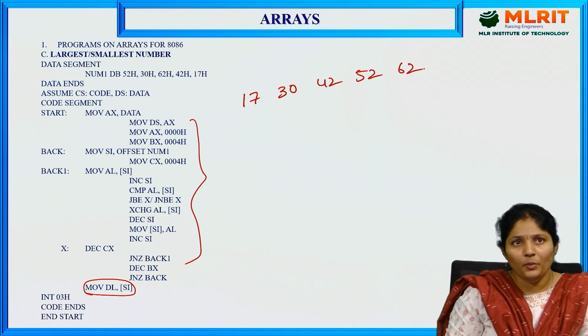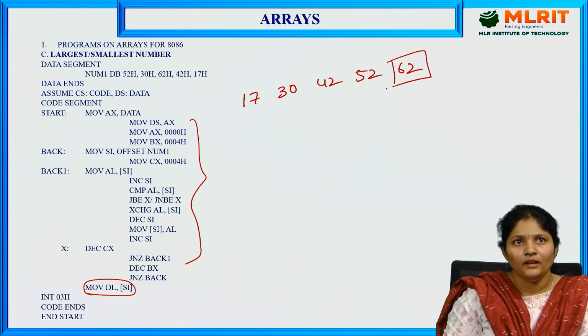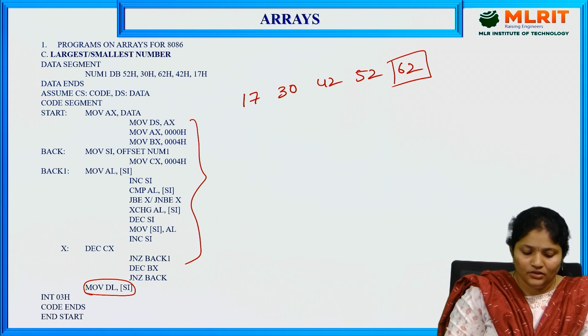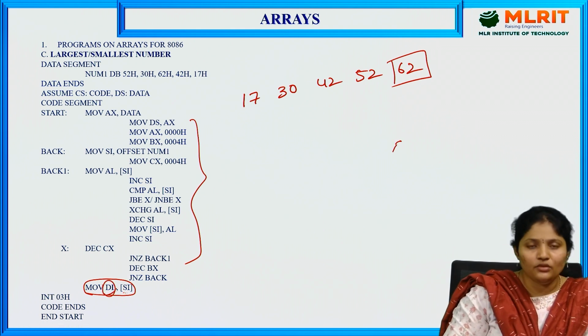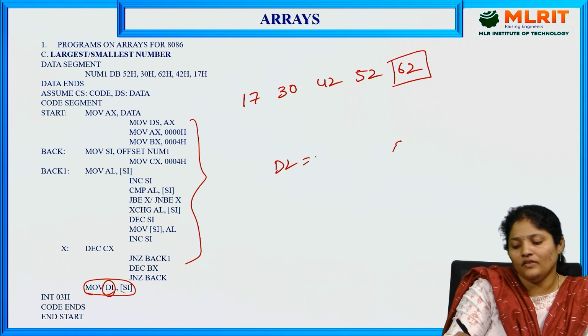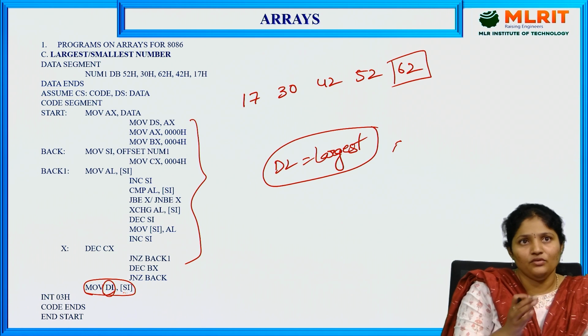So if we are performing the ascending order operation, you can directly say that the last memory location, the SI memory location, has the largest number. So the data present in that particular SI location will be moved to the DL. So the output will be the largest number. So use the same operation for the ascending order.